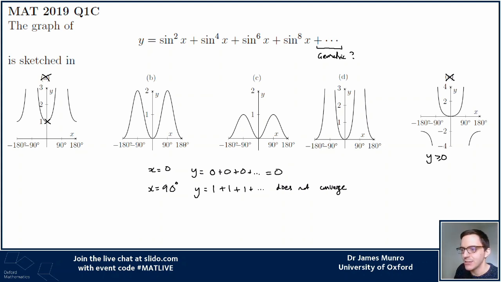Or said differently, it's not 1, it's not 2. It's definitely bigger than 2. It's more than 3. That means that the only correct picture is D, or the only candidate for being a correct picture is D. Okay, so that's a way to rule out 4 of the options leaving D.